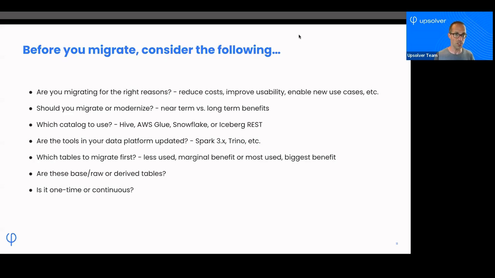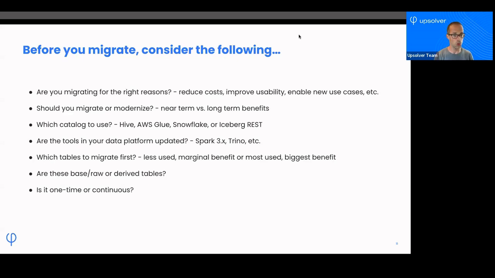You can enable new use cases, right? If I want to share my data across Salesforce and ClickHouse and whatever that might be, I don't have to duplicate the data and put it in different formats for all those systems. I do it once and then I can access it from anywhere.